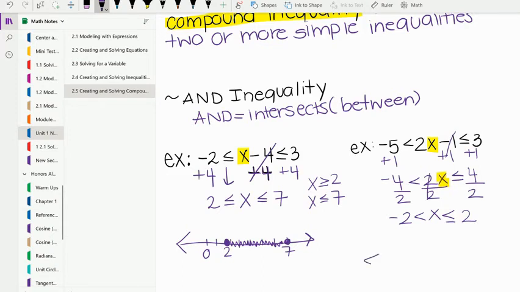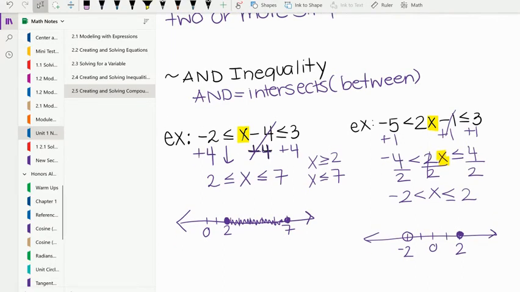So I draw out my number line, and notice I just brought down the signs exactly how they were. At -2, the sign is just a less than sign, so I'm going to do an open circle. At 2, it's an equal to, so I'm going to do a closed circle. And then I want to shade everything in between.